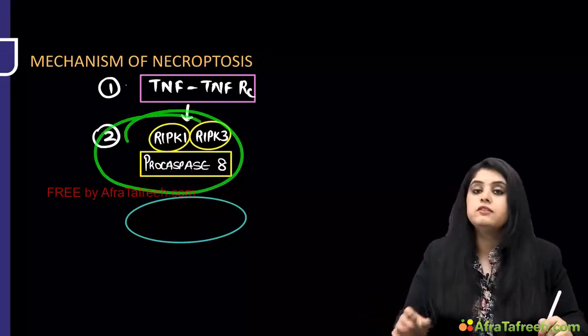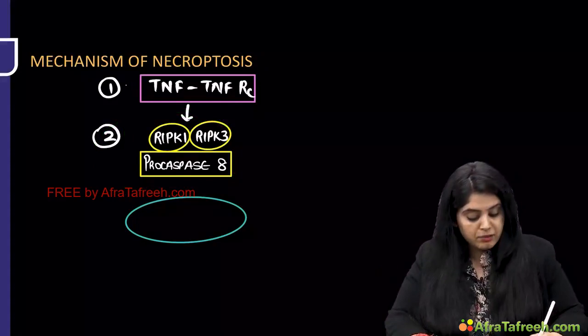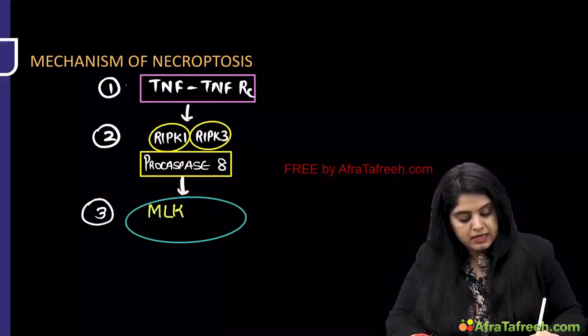So I have kept a trio of RIP kinase 1, RIP kinase 3 and procaspase 8, and this is the Robbins 10th edition update. This is going to result in MLKL phosphorylation, and that is how finally the death is going to occur.